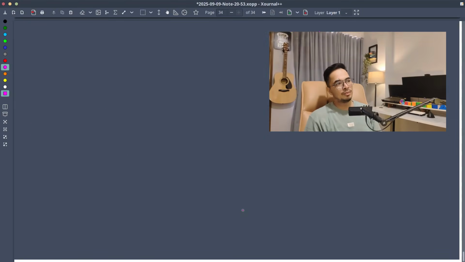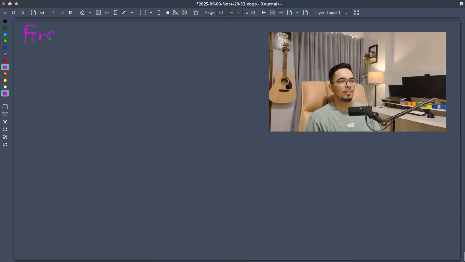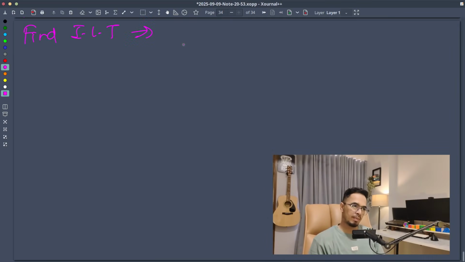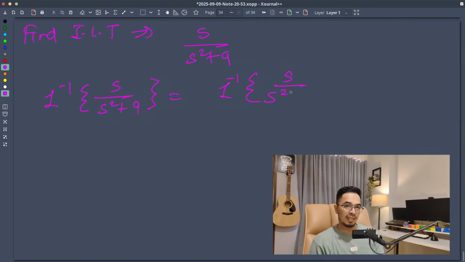So if we want to, say, find the inverse Laplace transform of s upon s square plus 9, when you look at this intuitively, it should come to you. 9 is nothing but 3 square. So we should write it something like s upon s square plus 3 square. And when we look at s upon s square plus 3 square, it very much looks like s upon s square plus a square, which is nothing but cos at. A is 3. So the output would be cos 3t.